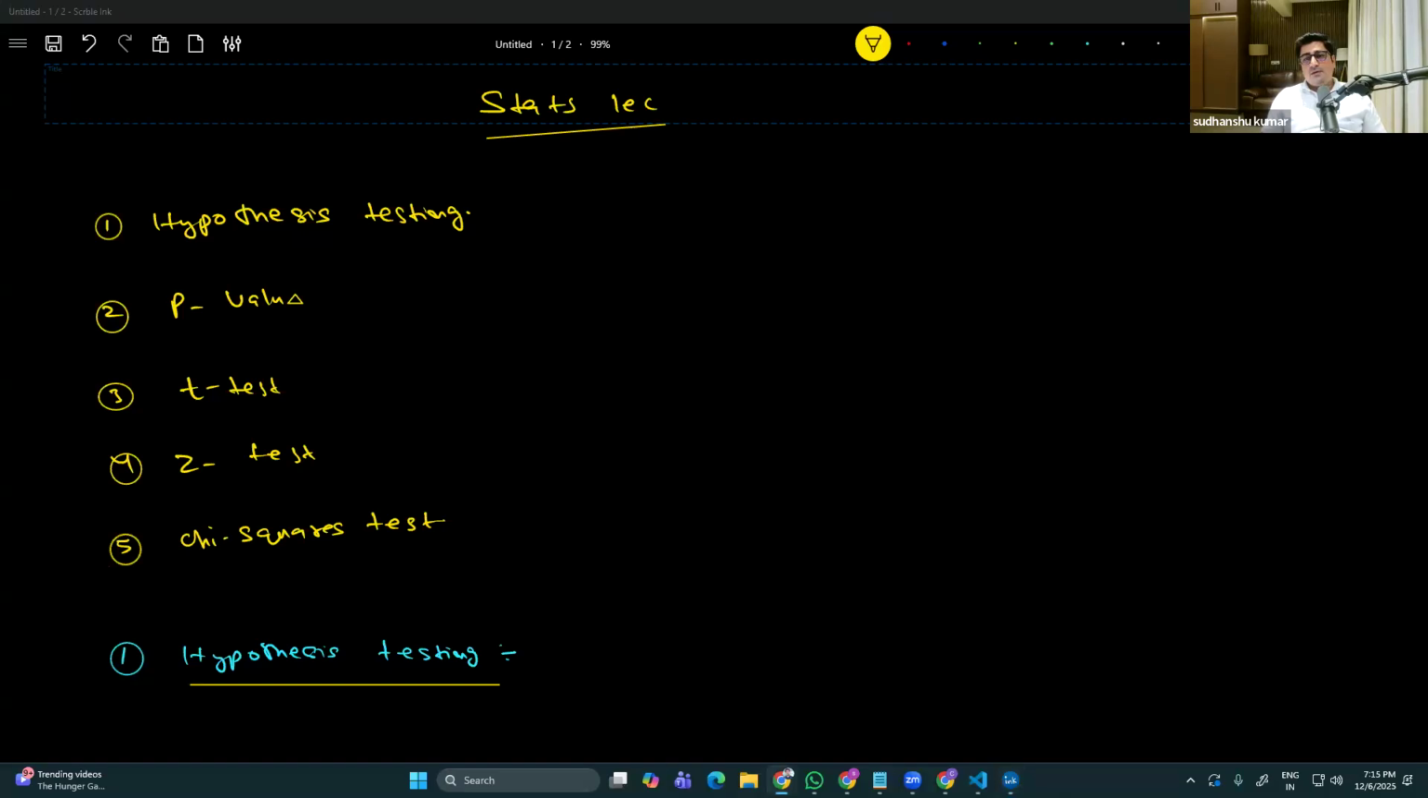Now when you talk about a hypothesis, you will come across a couple of terms. Let's talk about those terms, so that we will be able to use them while doing calculations in today's class as well.